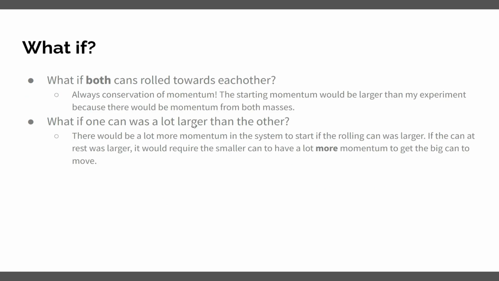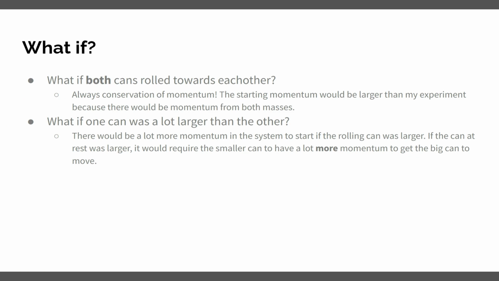So, what if both cans rolled towards each other? There would still be conservation of momentum, because there's always conservation of momentum. But the starting momentum would be larger than in this experiment because there would be more momentum from both masses.